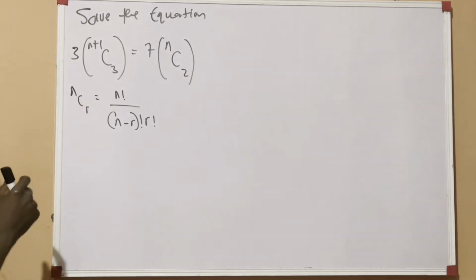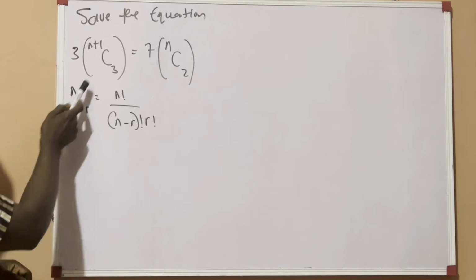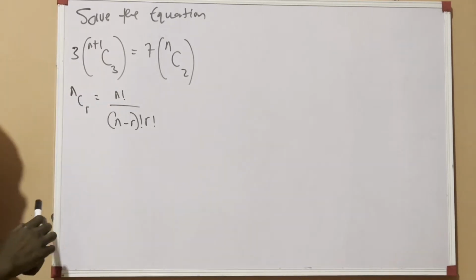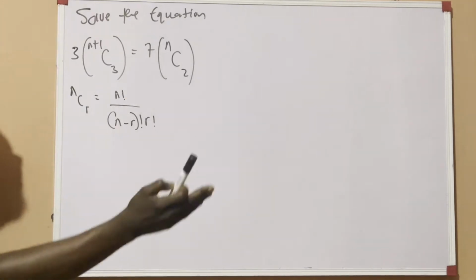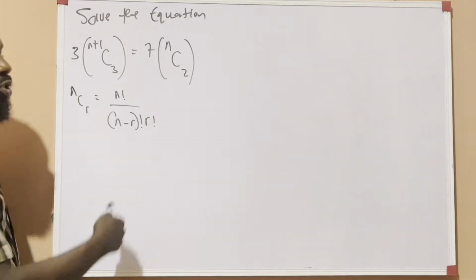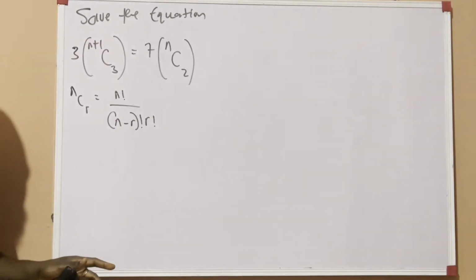Now here, on the left hand side of the equation, n is represented by n plus 1 and our r is represented by 3. And on the right hand side of the equation, n is actually n and our r is 2. So let us substitute this into the formula which was given.